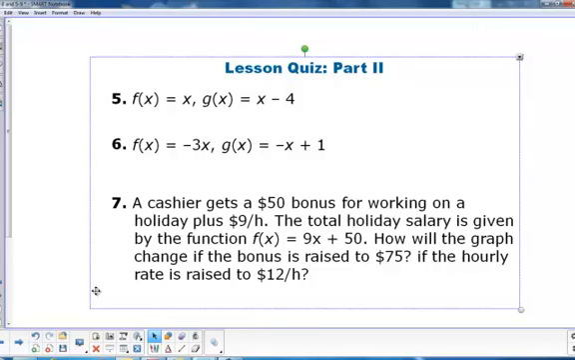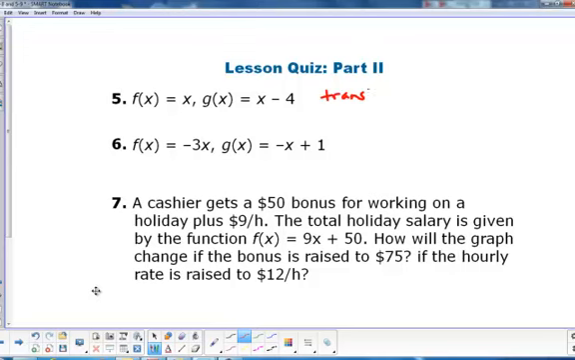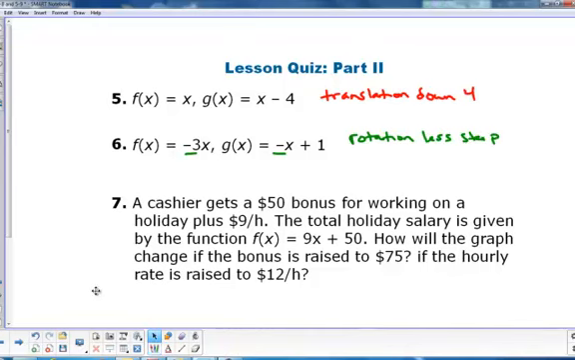All right, so the first one, we have a translation down 4. In the second one, we have a rotation that's less steep, because we're going from 3 to 1. And we also have, this is like a plus 0 to a plus 1. We also have a translation up 1.